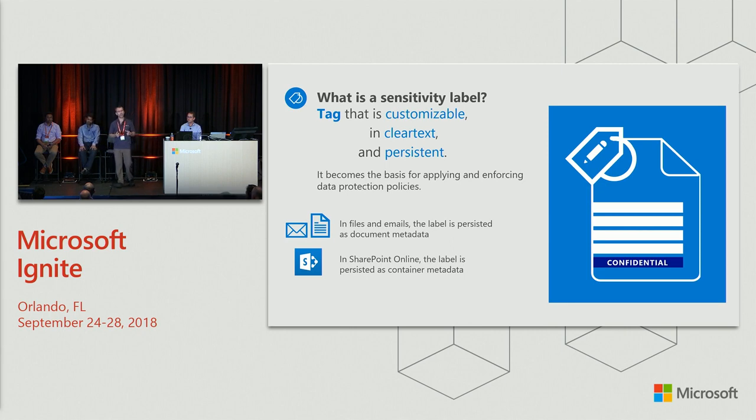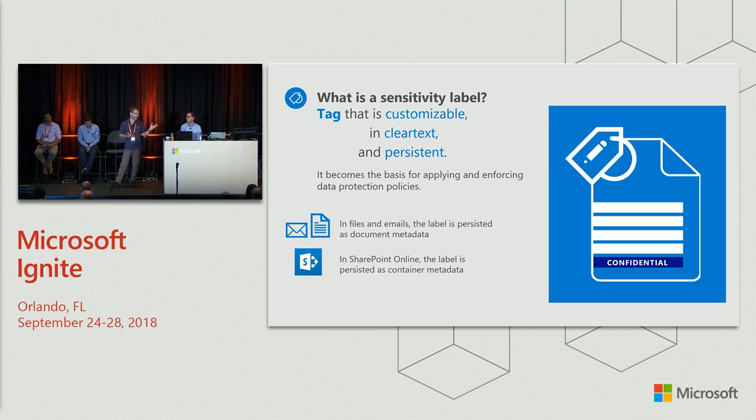Now, what's unique and great about the way these tags are persisted is that it's done in a clear text way. That's important because if you have third-party systems or other systems that want to feed off of that classification, it's easy for them to do so. So it's available for all of these different technologies to trigger. And ultimately, that's your foundation for how you apply different enforcement actions and data protection policies to your content.